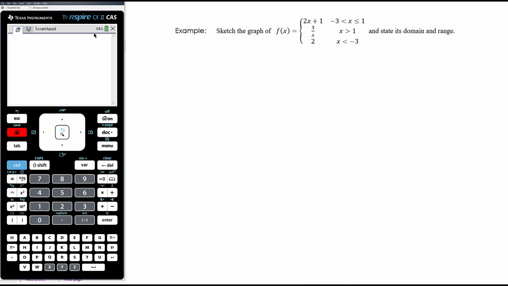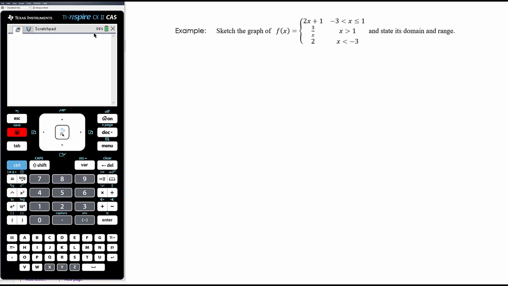Alright, let's have a look at one more example. Let's sketch the graph of another piecewise function. So we've got f of x, it is the graph of 2x plus 1, where x is between negative 3 and 1, not including negative 3, but including 1. It is the graph of 3 on x, so a hyperbola, where x is bigger than 1, and it is the graph of 2 where x is less than -3.